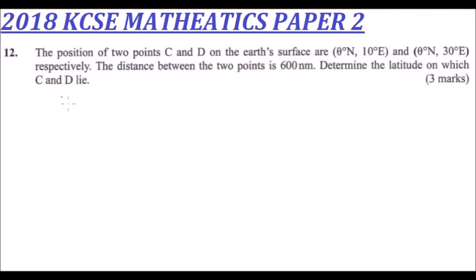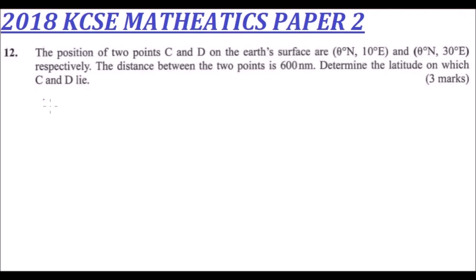So 2018 KCSE Mathematics Paper 2, question number 12. The positions of 2 points C and D on the Earth's surface are theta to the north, 10 degrees to the east, and theta to the north, 30 degrees to the east, respectively. The distance between the 2 points is 600 nautical miles. Determine the latitude on which C and D lie.